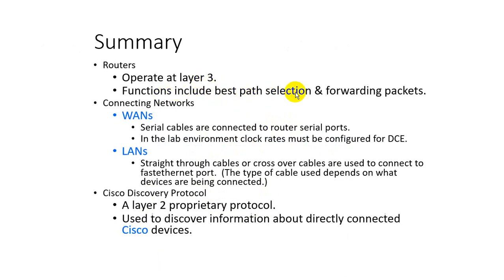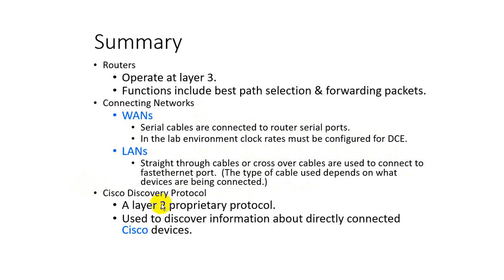Routers operate at layer 3. Functions include path selection and forwarding packets, connecting networks. When serial cables are connected to a router's serial ports in the lab environment, the clock rate must be configured for the DCE. Straight-through cables or crossover cables are used to connect to a FastEthernet port. The type of cable used depends on what devices are being connected.